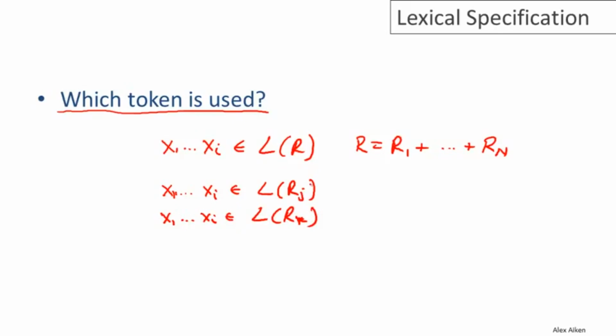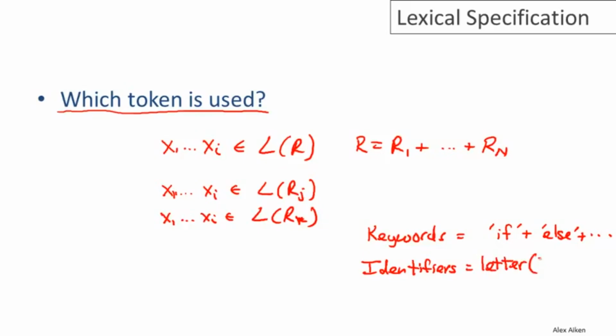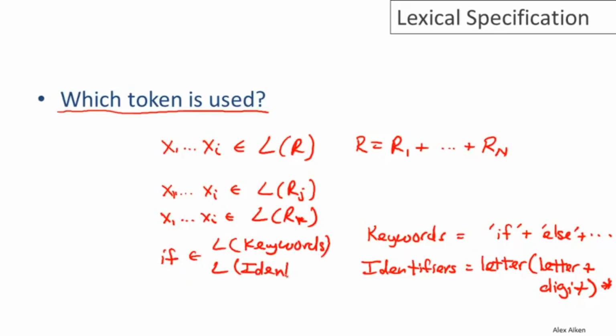So, for example, just to make this concrete, recall that we could have a lexical specification for keywords, which would be things like if, and else, and so on, and also for identifiers. And an identifier was a letter followed by a letter or a digit, repeated. Okay. And if you look at these two specifications, you'll see that the string if is in both of them. So if is in the language of keywords, and it's also in the language of the identifiers. And so should we treat if as a keyword or an identifier?